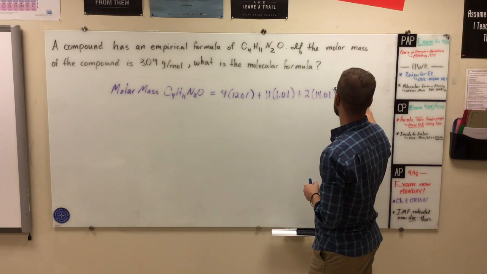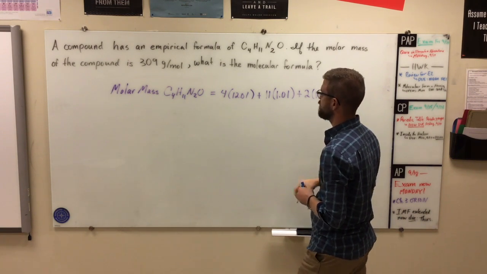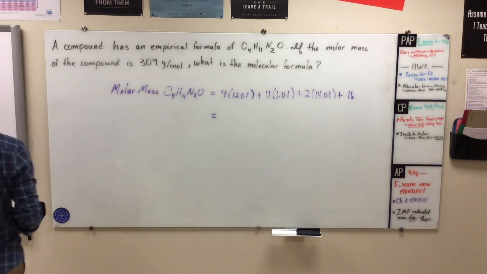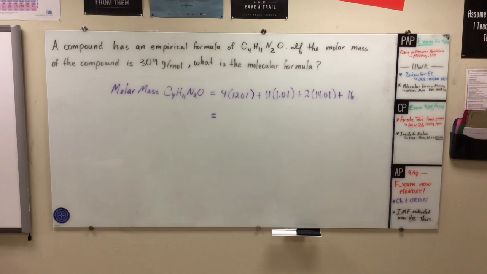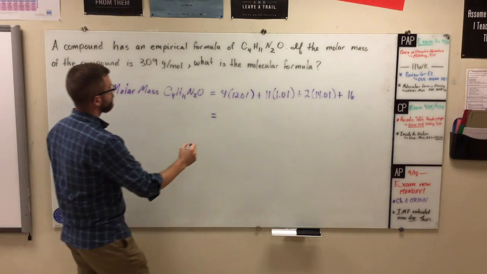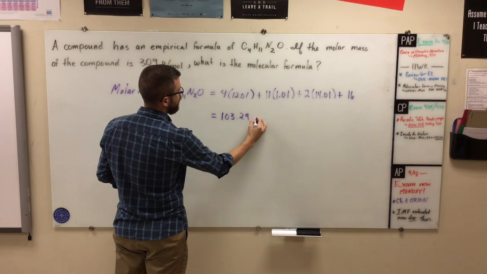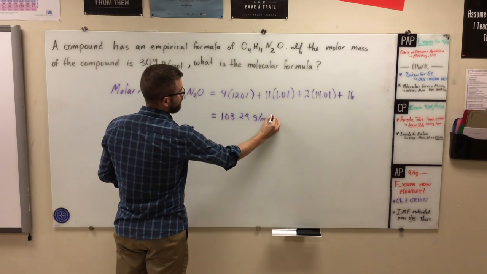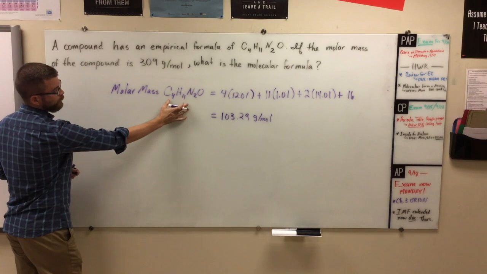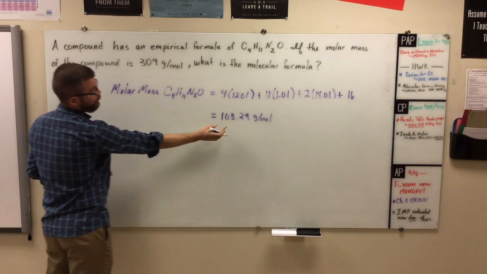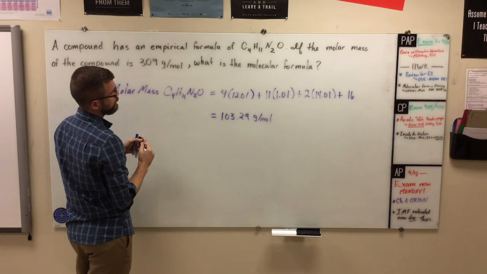plus 16. So if you crunch through your numbers, you're going to get a number of around 103.29 grams per mole. So we know the empirical formula has a molar mass of 103.29 grams per mole.